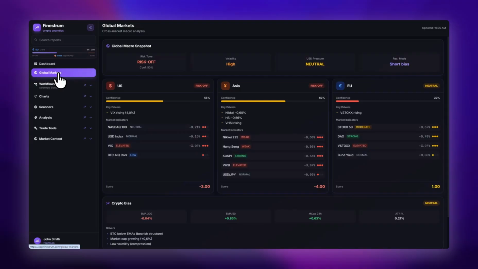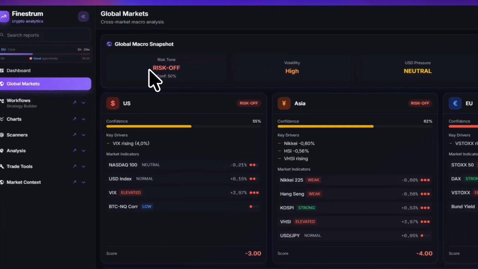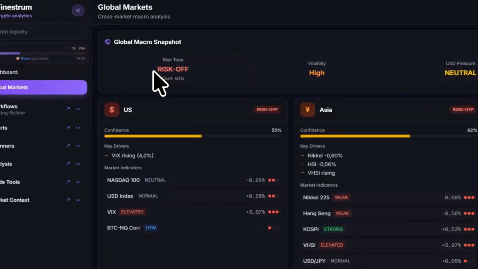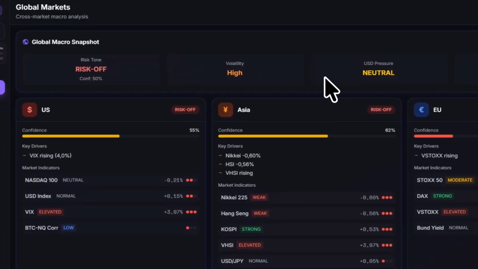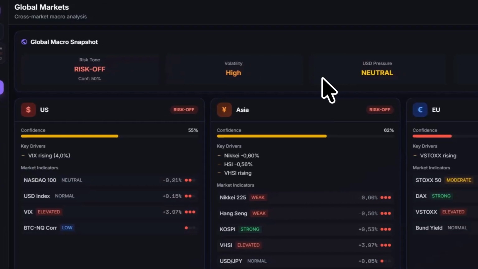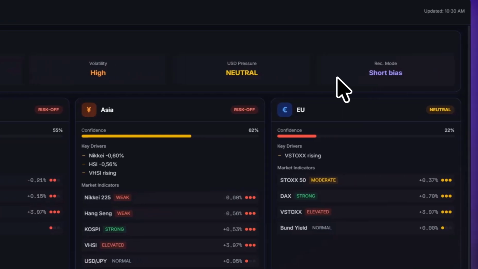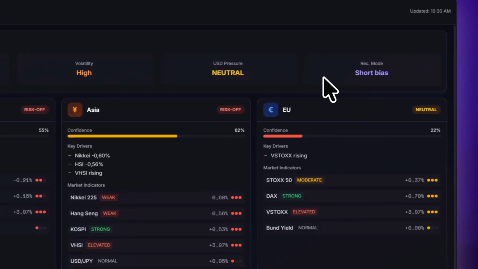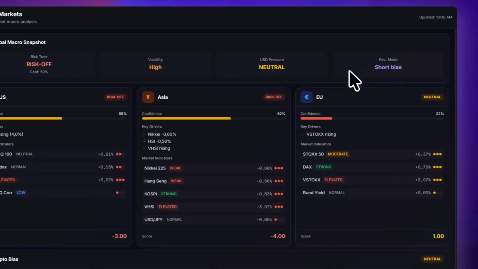At the top of the screen, you'll see the global macro snapshot. This area summarizes the current global environment using 4 key dimensions: risk tone, whether markets are in risk-on or risk-off mode; volatility, showing how stable or unstable conditions are; USD pressure, measuring dollar strength or weakness; and recommended bias, a directional suggestion based on all signals combined. This gives you an immediate macro-level read before diving into details.